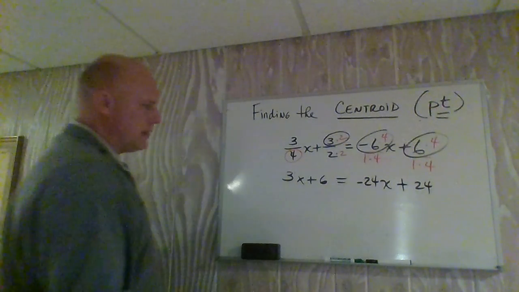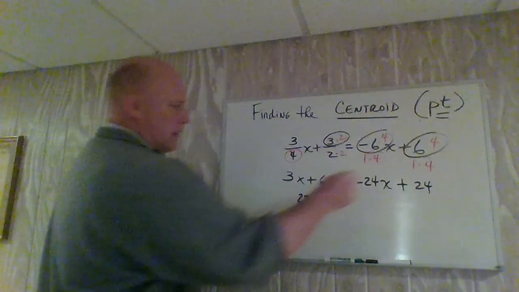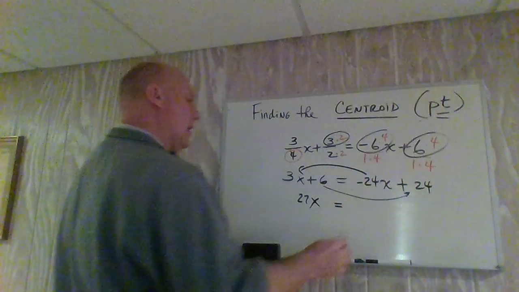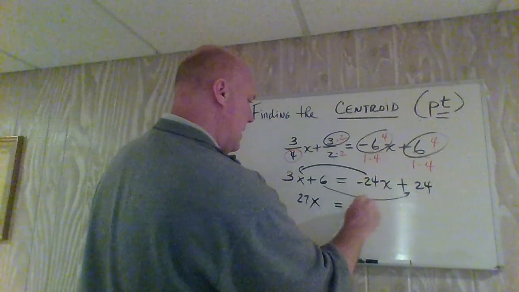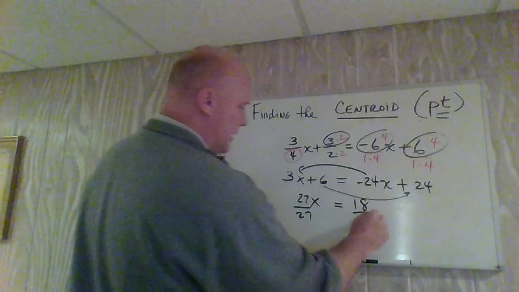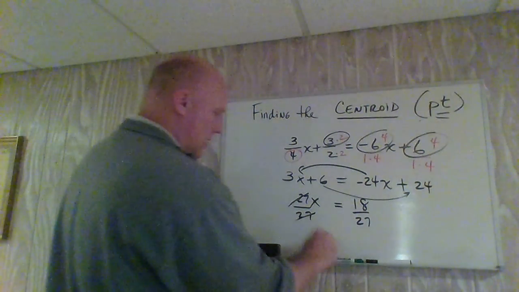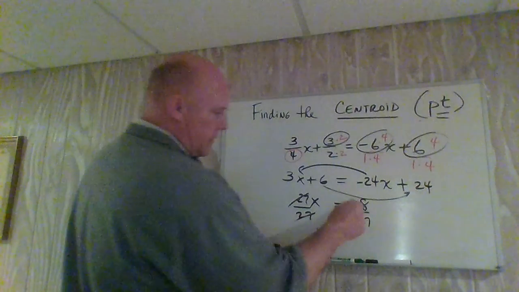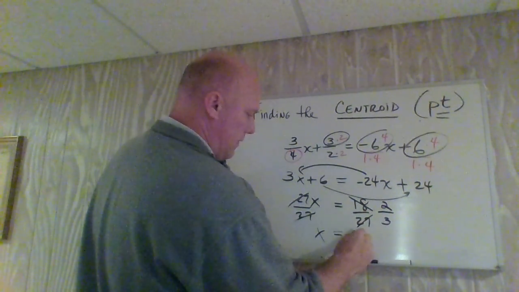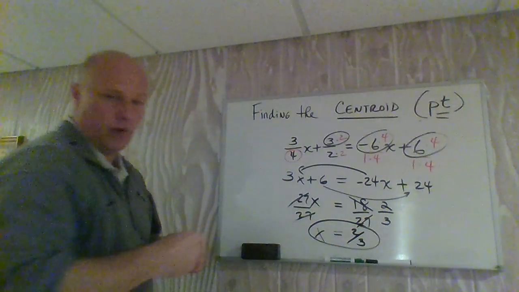All right, so now let's solve. I'm going to add 24 to both sides, so I get 27x. In the same breath, I'm going to subtract this 6, and I get 18 on that side. If I divide both sides by 27, I get a nice, messy fraction. So let's simplify. If we divide this by 9, we get 2. Divide that by 9, we get 3. So we get 2/3 as the x-coordinate of our centroid.